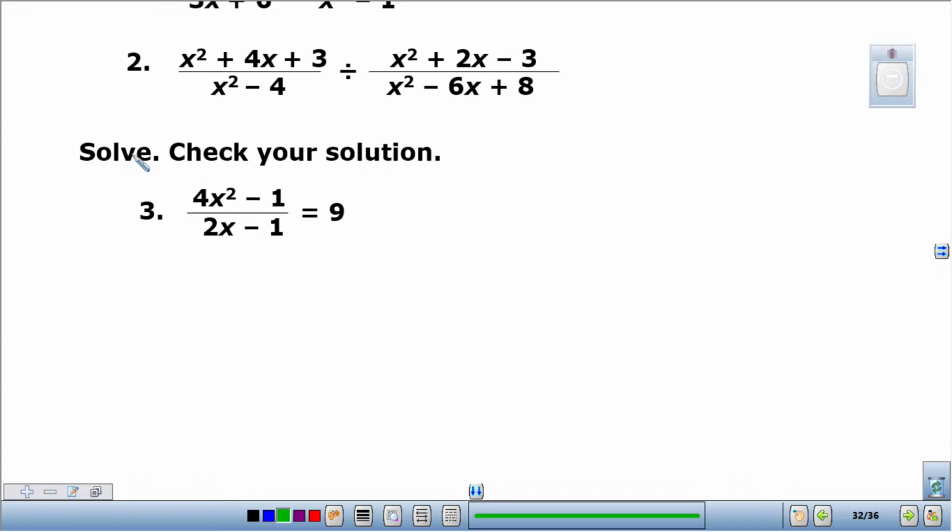You wonder sometimes, I thought this was the answer. Yes, it is, but it doesn't work. So now let's take a look here. Is there any way for me to simplify this before I start multiplying and do weird stuff?